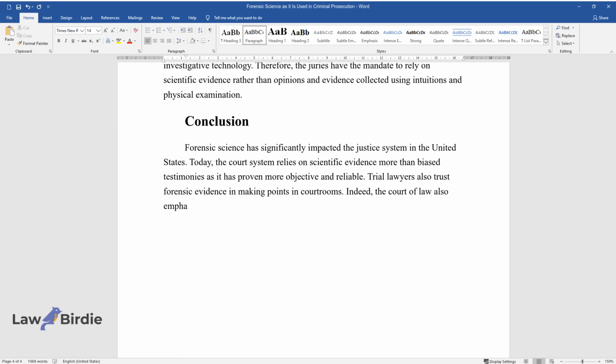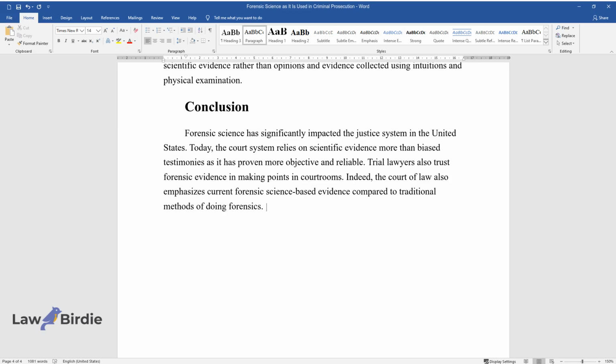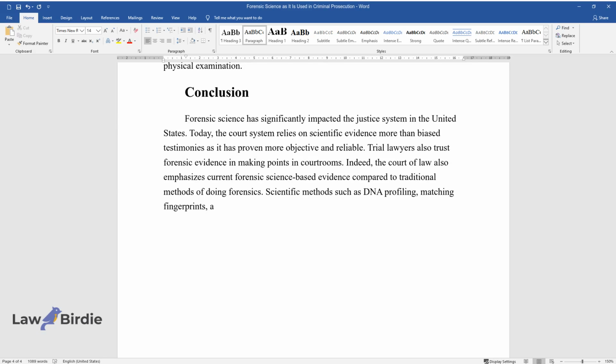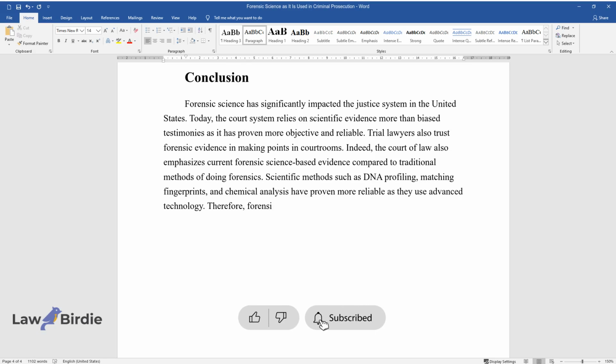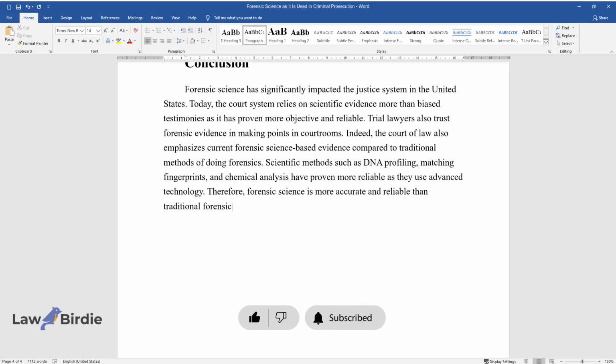Indeed, the court of law also emphasizes current forensic science-based evidence compared to traditional methods of doing forensics. Scientific methods such as DNA profiling, matching fingerprints, and chemical analysis have proven more reliable as they use advanced technology. Therefore, forensic science is more accurate and reliable than traditional forensic methods.